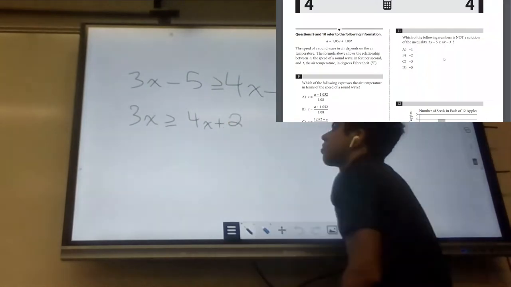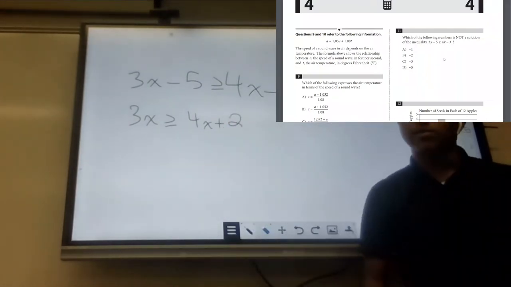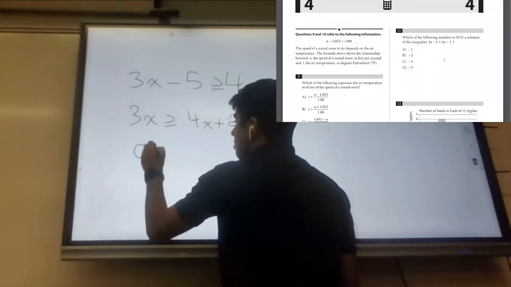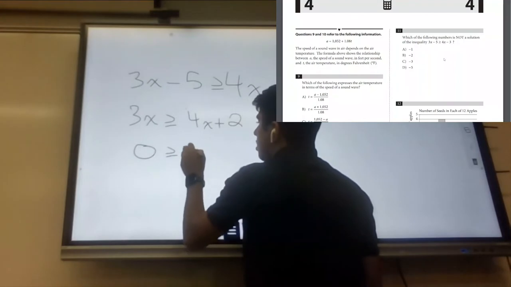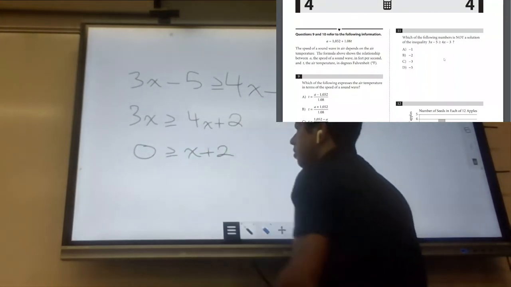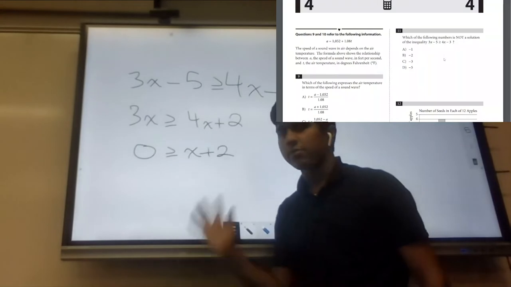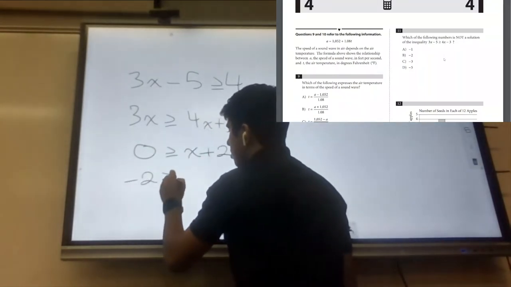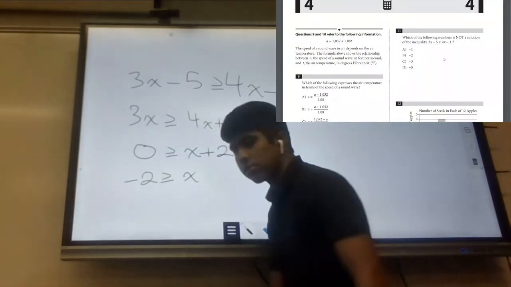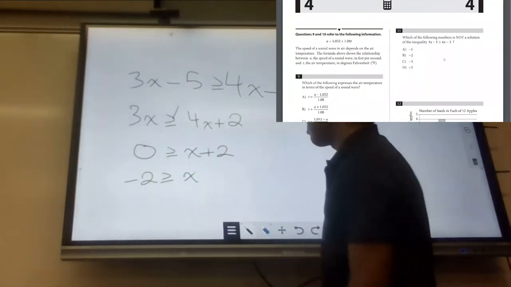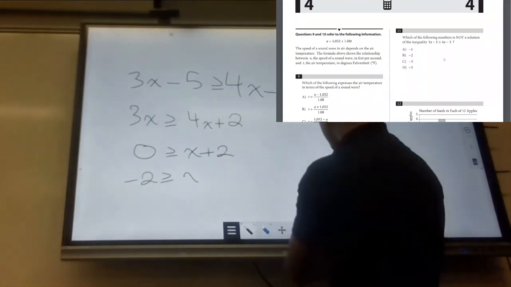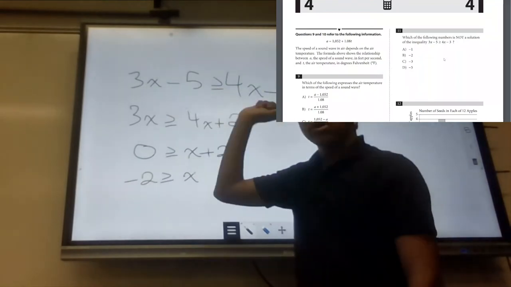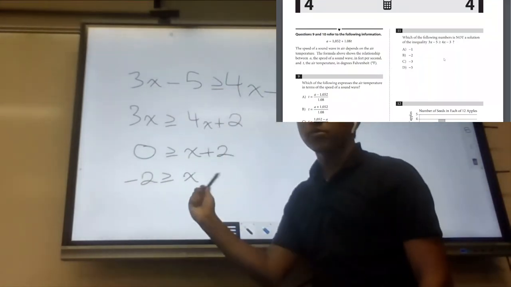Now, the reason this might look a little awkward to you, and the reason I almost backtracked for a second, is because when we subtract 3x on both sides, you're going to get 0 is greater than or equal to x plus 2. And this is kind of weird, because how do you solve for x if it's like this? But obviously you can just subtract 2 on both sides, and you get negative 2 greater than or equal to x. Now, you could have just added 3 originally, plus 3, plus 3, get rid of this, and that's 3x minus 2, and then you subtract, and you get negative 2 greater than or equal to x.